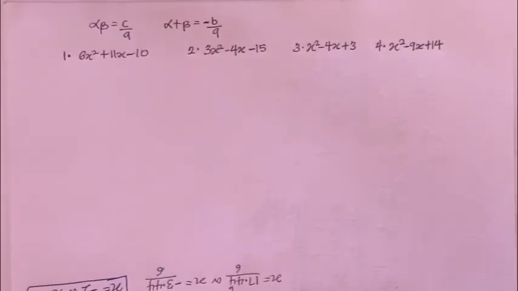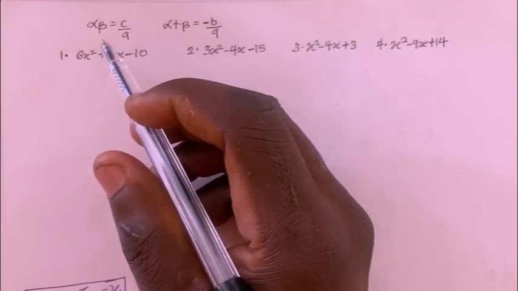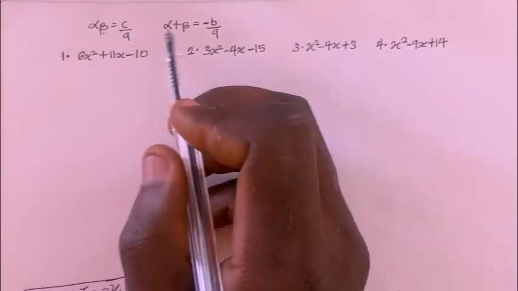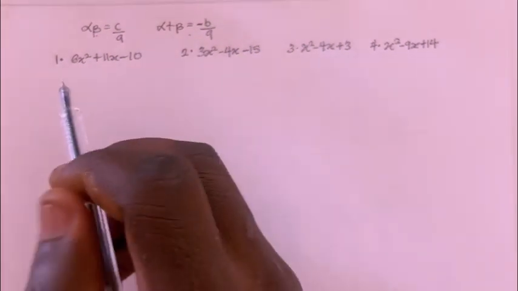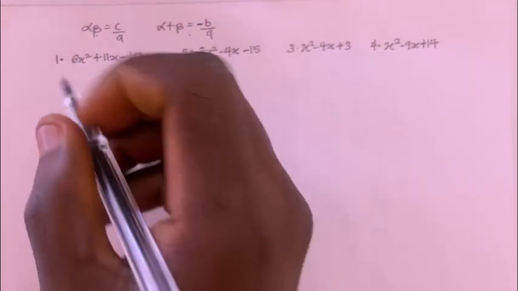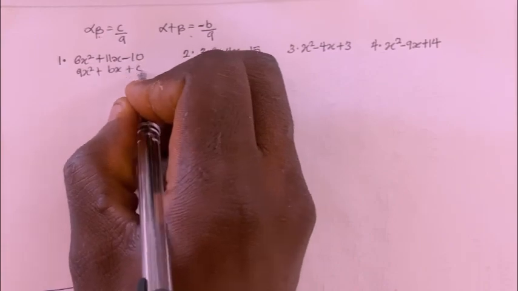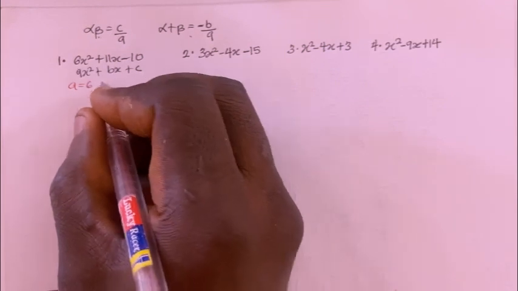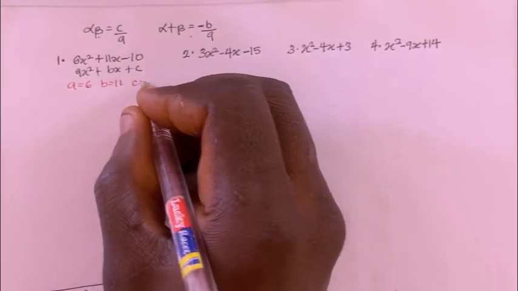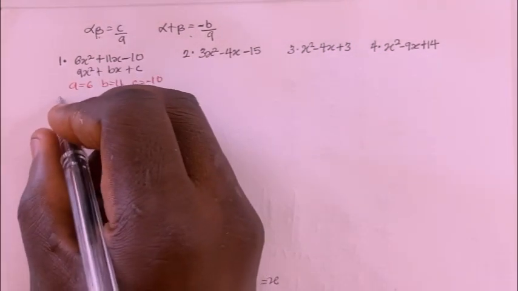I'm going to show you how to apply it to solve a quadratic equation. Now I'm going to show you how to find the sum and product of the roots of the quadratic equation. It's very simple. Since we've derived an expression for the product of the roots and also an expression for the sum of the roots, the first thing we're going to do is look at this expression. This is the same thing as writing ax squared plus bx plus c. In this case, my a is equal to 6, my b is equal to 11, and my c is equal to minus 10.